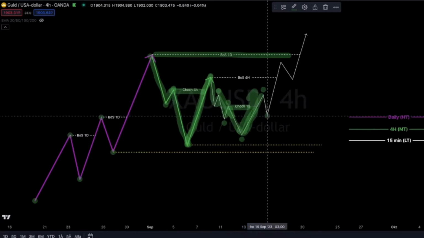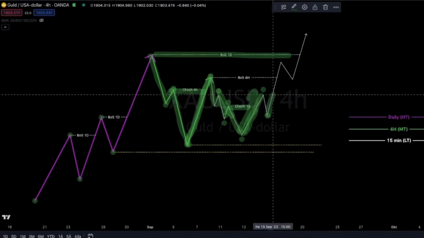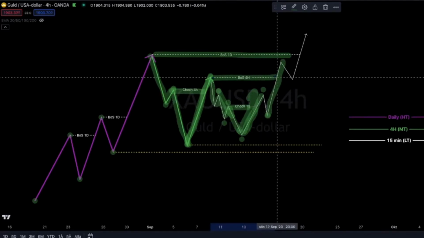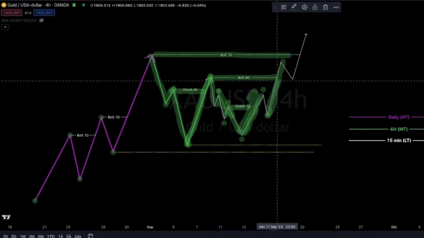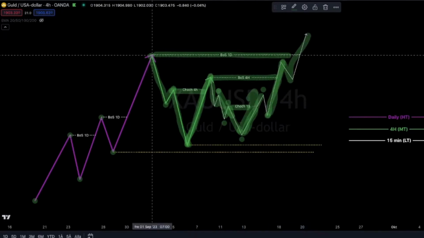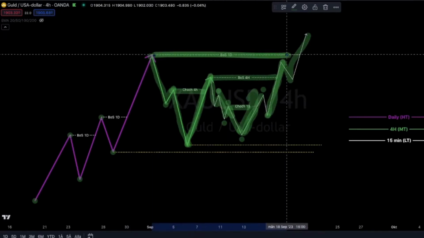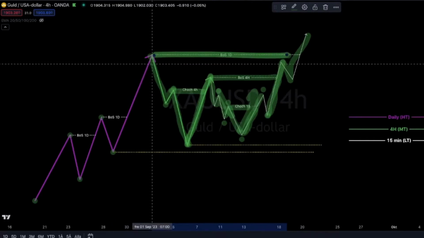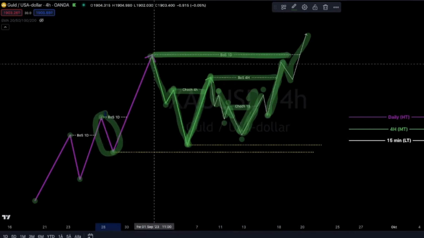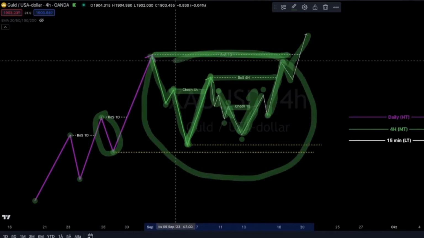Retraces, creates a higher low, and pushes further up to break this structure here, confirming that we are pushing up. Retraces and finally breaks the structure on the daily time frame as well. So this is how a retrace like this, a pullback like this, can look internally on different time frames when you zoom in.